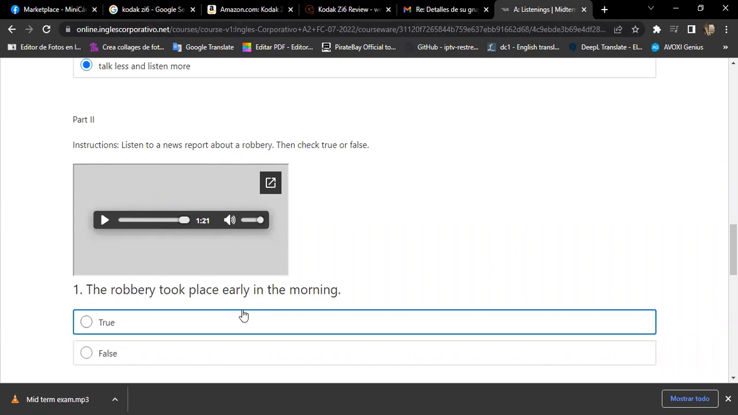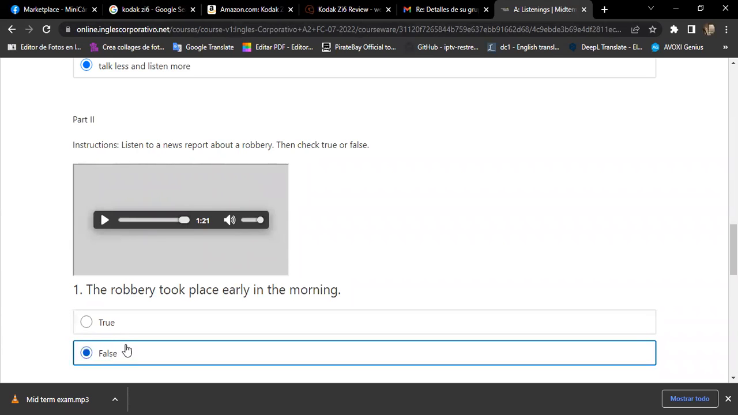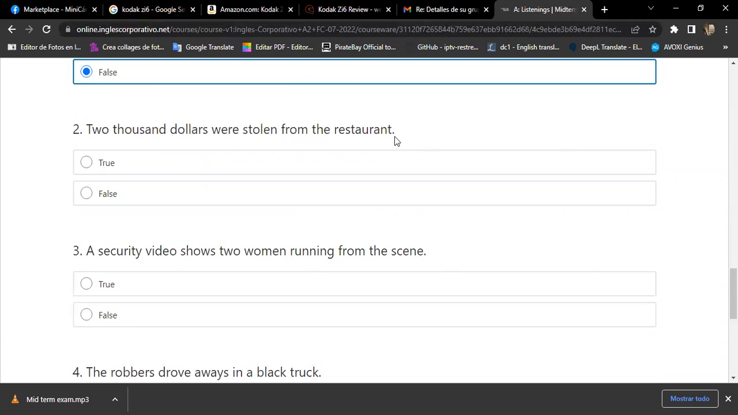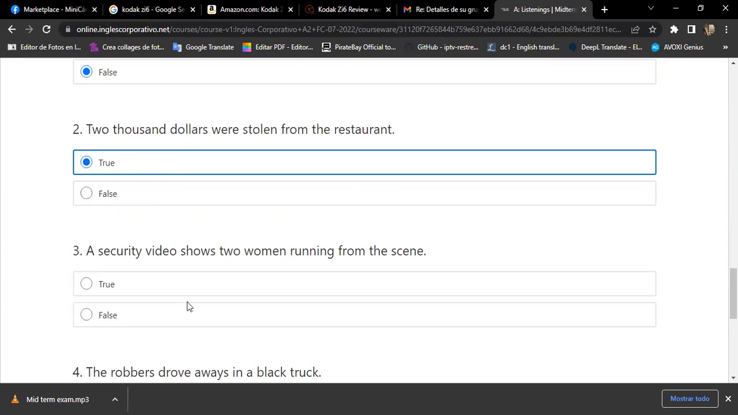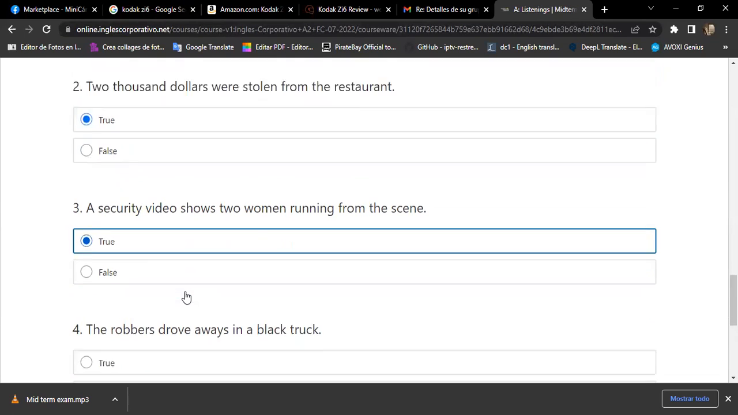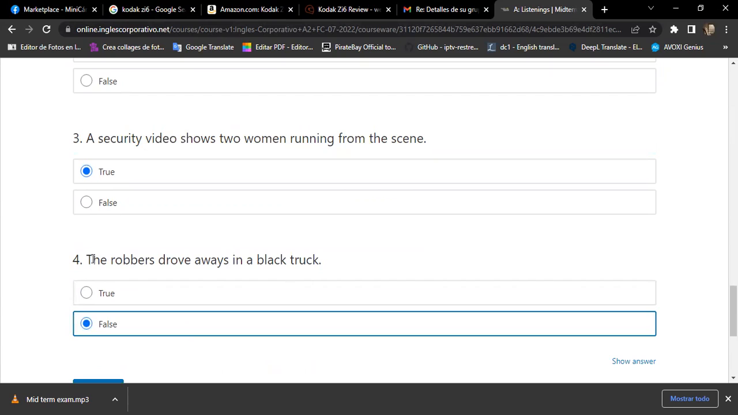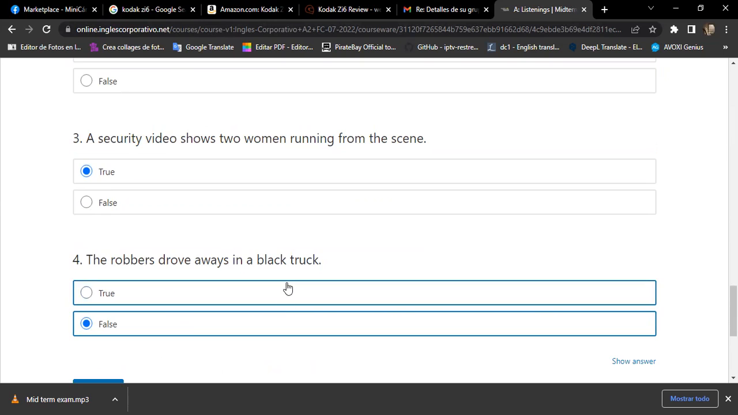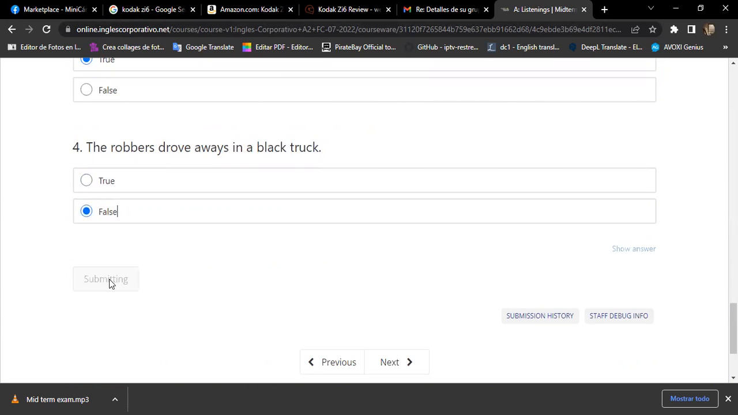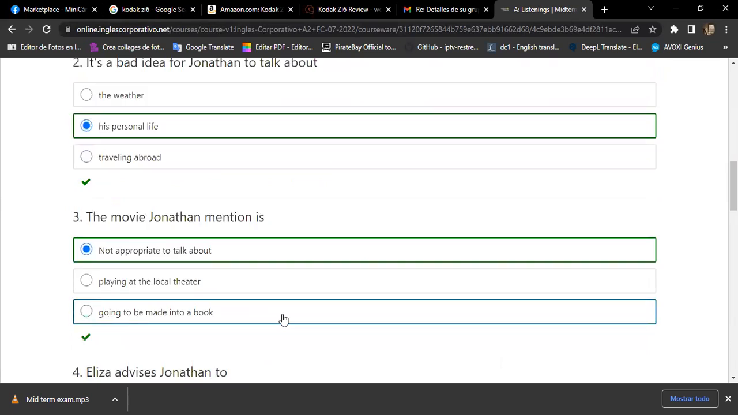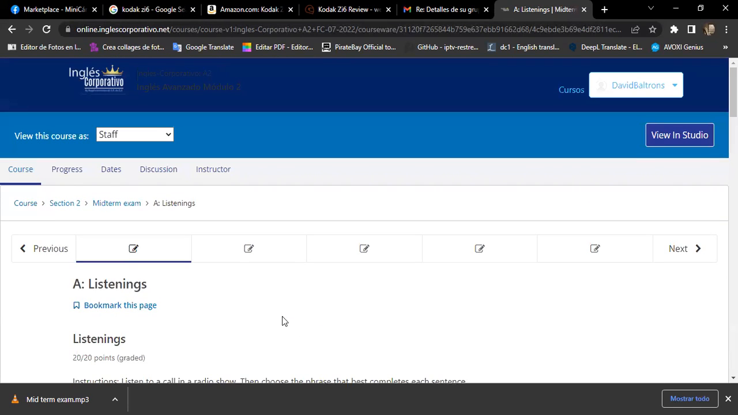So the robbery took place early in the morning? False. $2,000 were stolen from the restaurant. True. A security video shows two women running from the scene. True. The robbers drove away in a black truck. False. The robbers drove away in a blue car. All right, let's see if we got them right. All right, we are cool. We got them right.